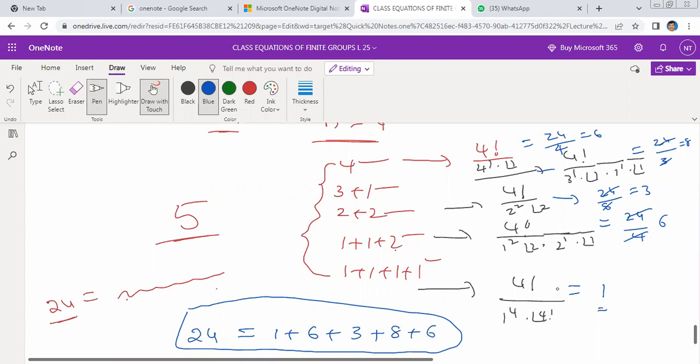Now start from the bottom. Start from 1: 1 plus 6 plus like this. This is the classification.